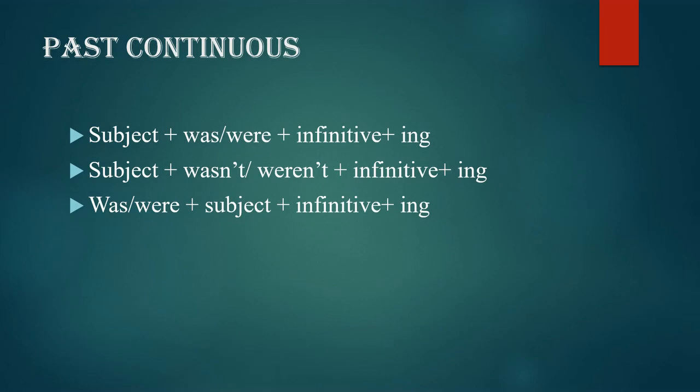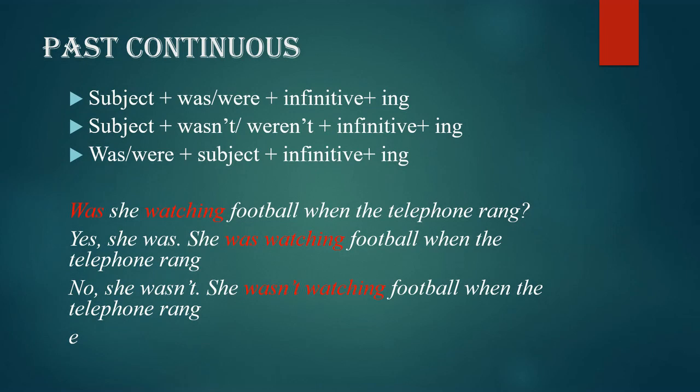So past continuous: subject plus was, were, plus infinitive plus ing. The negative form is subject plus wasn't or weren't plus infinitive plus ing. And to make questions, we use was, were, plus subject plus infinitive plus ing. Actually, we only change the place of to be and subject to turn the sentence into a question form.